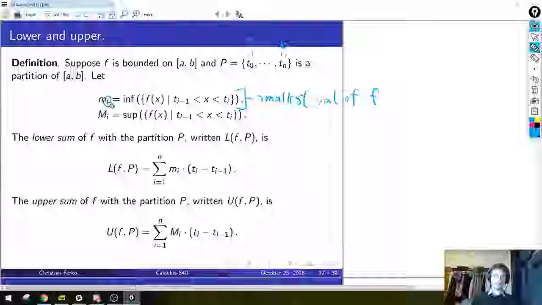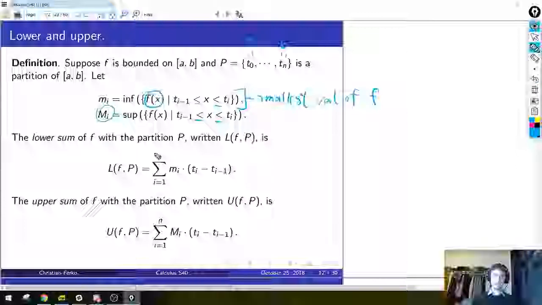So notice this comes with an I subscript. There's going to be one of these for each of the little sub-intervals of the partition. Each of these says take all of the f of x's with the property that x is between t sub i minus 1 and t sub i. Actually, this is wrong, so I think it should be less than or equal to. But the point is you take all of the x's on your sub-interval between 2 points in your partition, and then take the infimum, the greatest lower bound of all of those.